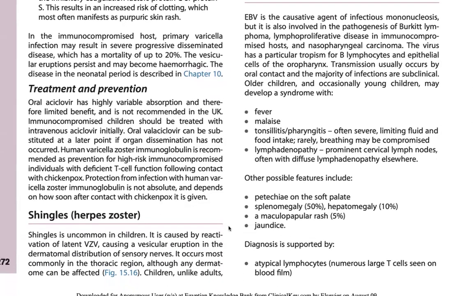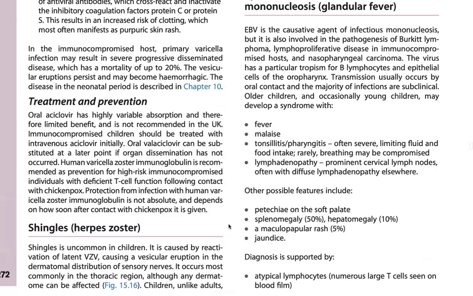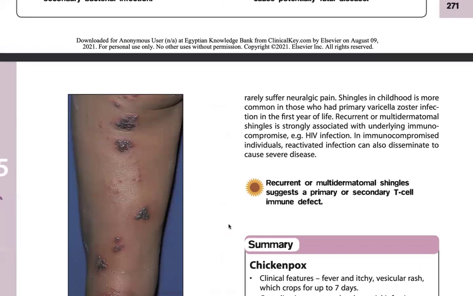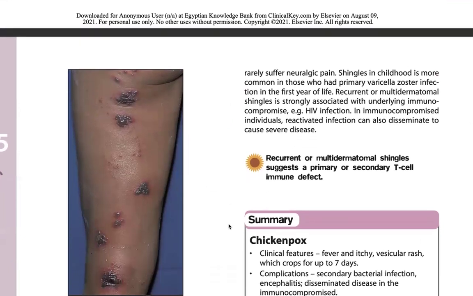Shingles is uncommon and is caused by reactivation of the latent VZV, causing a vesicular eruption in the dermatomal distribution of sensory nerves. That is most commonly in the thoracic region, although any dermatome can be affected. Children, unlike adults, rarely suffer neuralgic pain. Shingles in childhood is more common in those who had primary varicella infection in the first year of life.